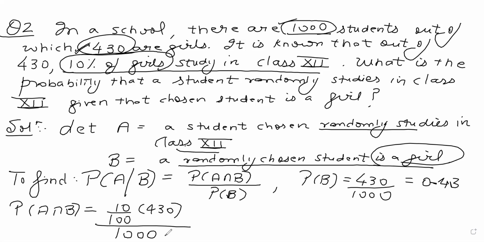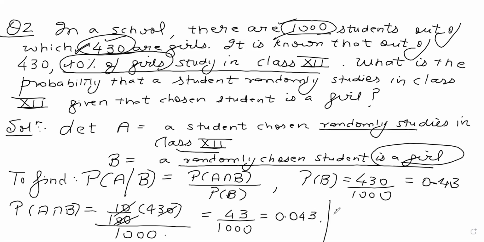Let's look at this again. Probability of A intersection B means what? It is the probability that a student chosen randomly studies in class 12 and is a girl. Now we need to find out how many girls are there in class 12. In totality, the school has 430 girls and 10% of them are in class 12. So total number of girls in class 12 is 10% of 430. This is my favorable number of outcomes divided by my total number of outcomes, 1000. So this gives me 43 by 1000, which is nothing but 0.043.